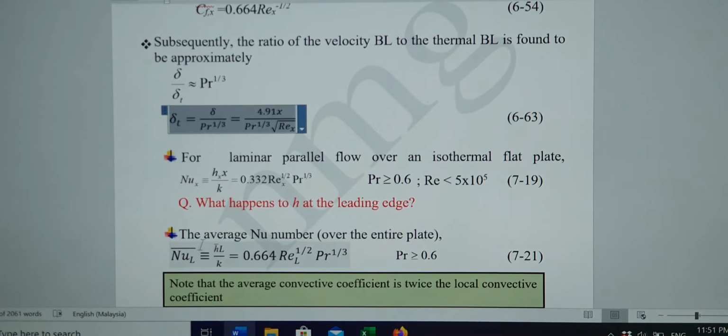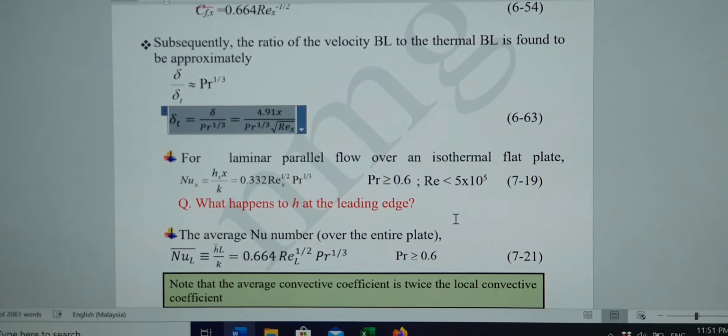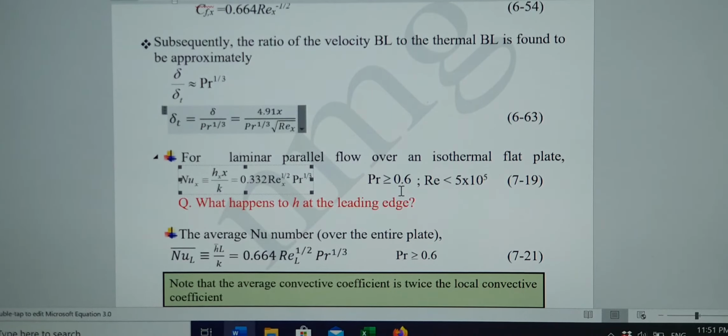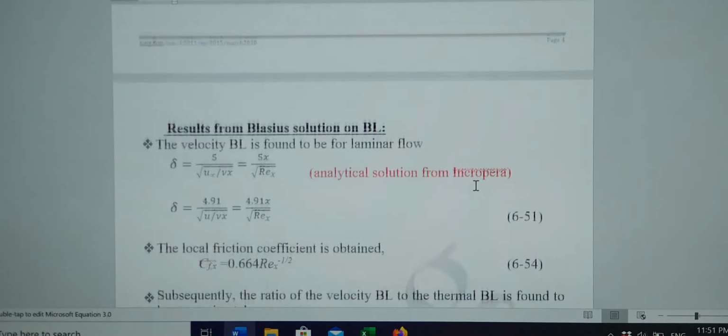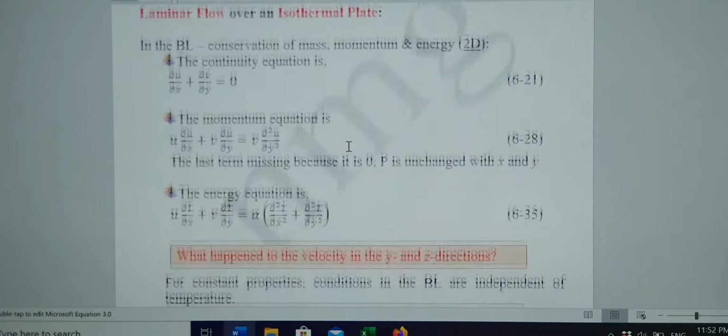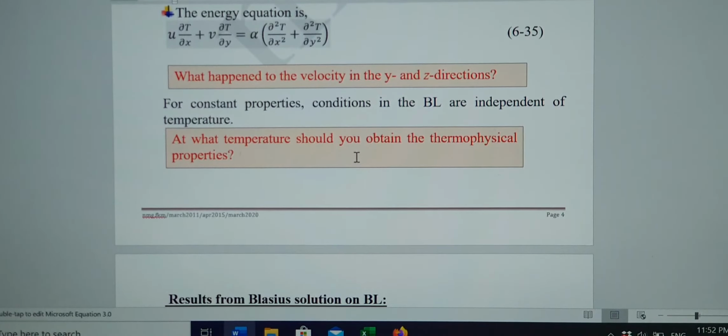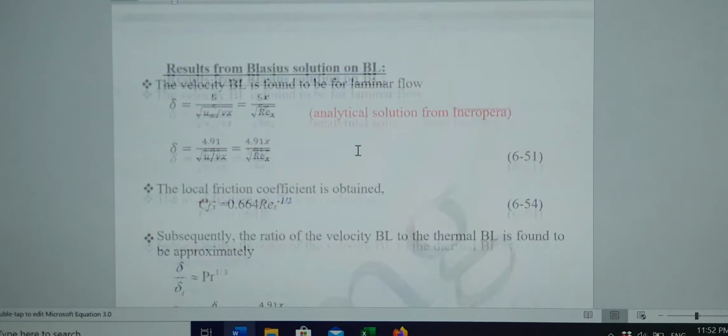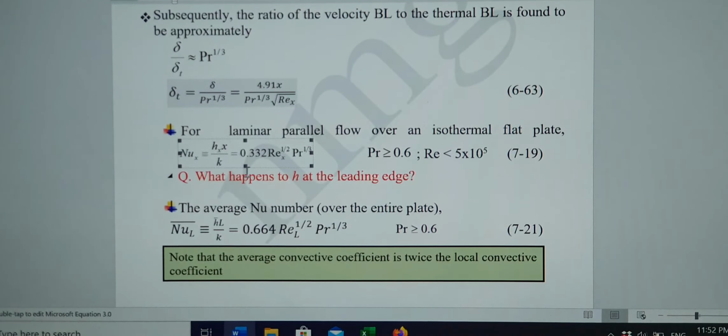For laminar parallel flow over an isothermal flat plate, the exact solution obtained is this, for Prandtl number greater than or equal to 0.6. That means if the Prandtl number is less than this, you cannot use this equation. And the second condition is the Reynolds number is less than 5 times 10 to the power 5. That is for laminar. Remember we said this is for flat plate, laminar, isothermal condition. If it's not flat, if it's not laminar, if it's not isothermal, then you cannot use this Nusselt number.